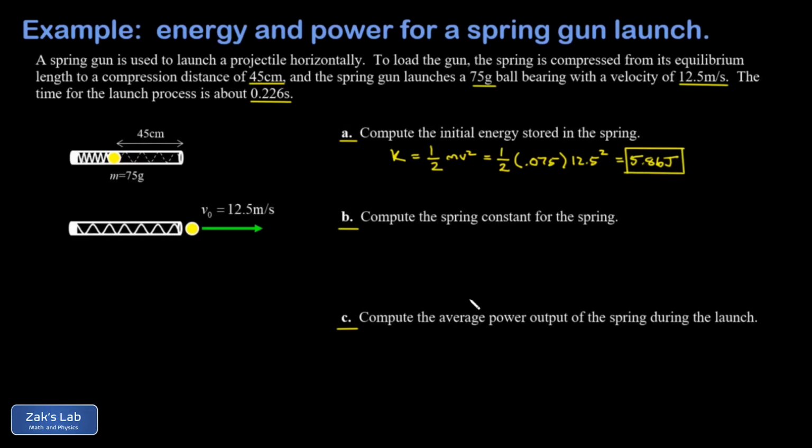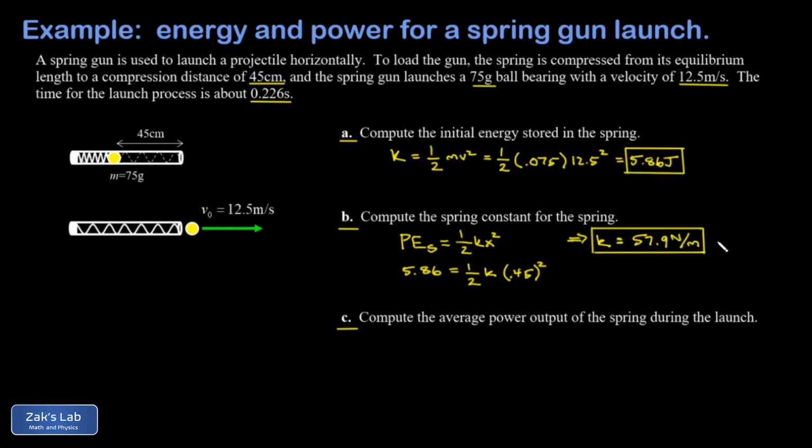Now in part B, now that we know how much energy was stored in the spring and we know how far it was compressed, we can use the formula for spring potential energy. That's 1/2 kx squared. We plug in how much energy was initially in that spring. That's 5.86 joules. K is the unknown here, and our compression distance was 45 centimeters, so that's 0.45 meters squared. And we solve for K. Into three significant digits, this comes out to 57.9, and the units of spring constant are newtons per meter.